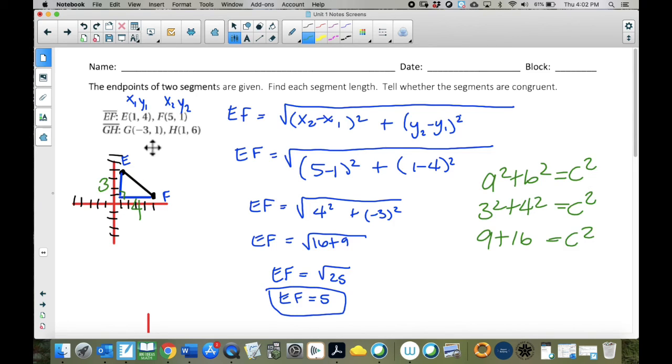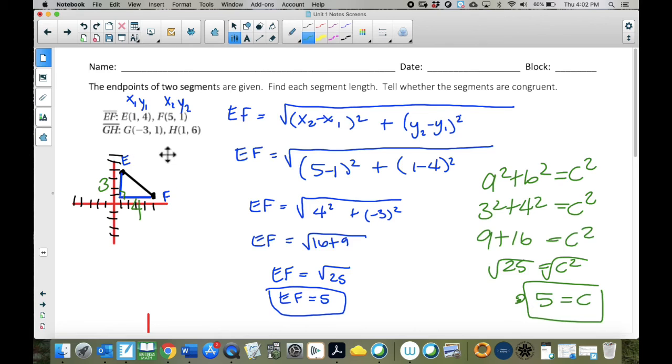So C is the hypotenuse here. 3 and 4 can go in either spot. But if I take 3 squared plus 4 squared, that's 9 plus 16. I add those together, I get 25. And take the square root of both sides, and I get 5 equals C. So alternative method over here. Let's go and do the other one, GH.